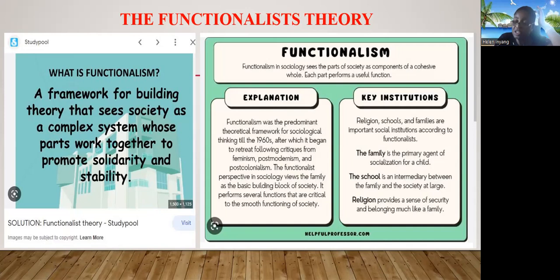The school is an intermediary agent that goes in between the family and the society at large. The school is the intermediary agent between the family and the social system, or the society. Religion provides a sense of security and belonging, much like a family. It is just like a family. Religion helps to mold the society.